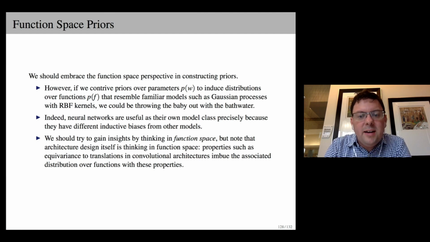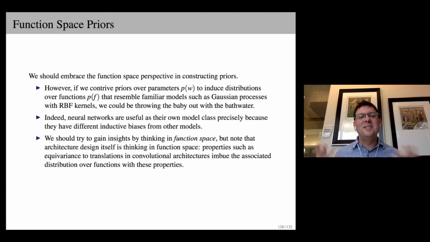And we can try to gain insights in thinking in function space, but this is, in a sense, what we're already doing when we're doing architecture design. That's thinking in function space, trying to encode properties such as translation equivariance, rotation equivariance, color and scale invariance, and other interesting properties that would induce a compelling similarity metric across our data instances. And so these properties really imbue the associated distribution over functions with desirable properties for generalization. And really all of the heavy lifting for the prior over functions that we get is from the architecture.